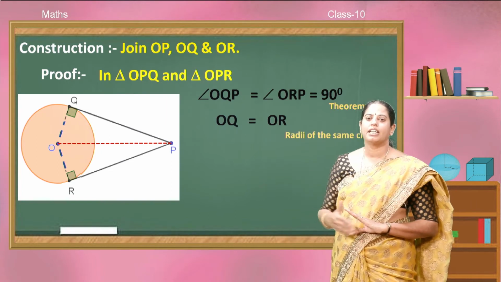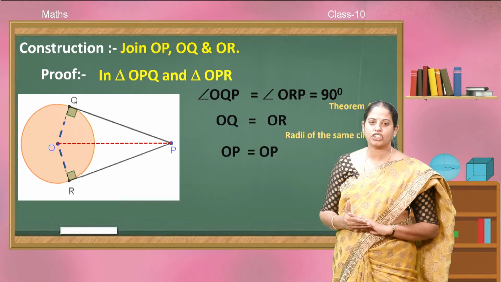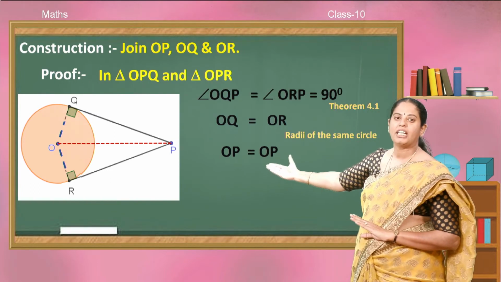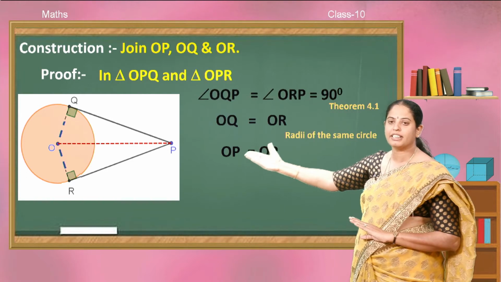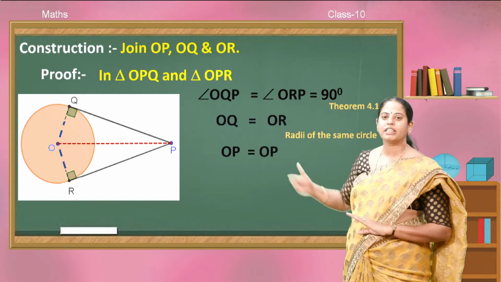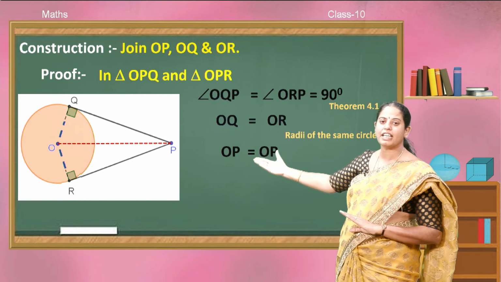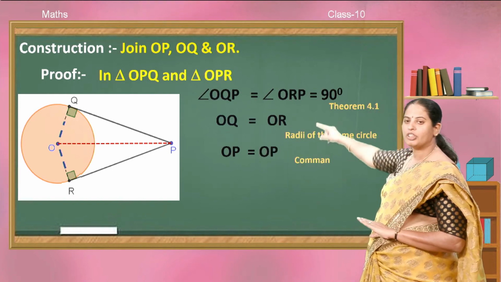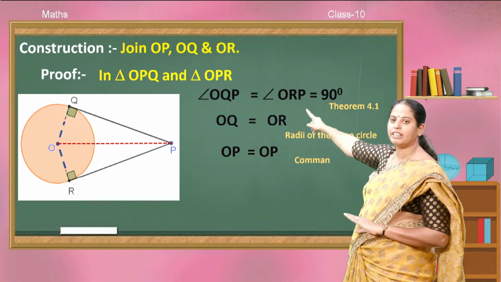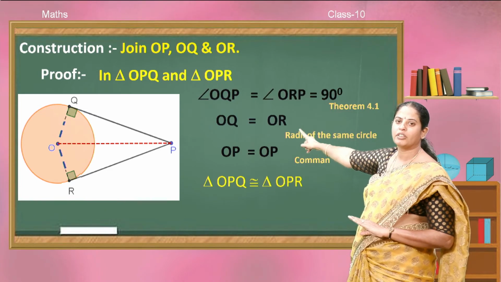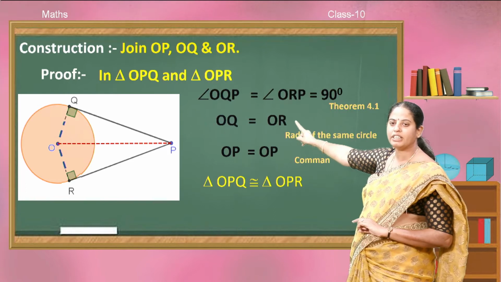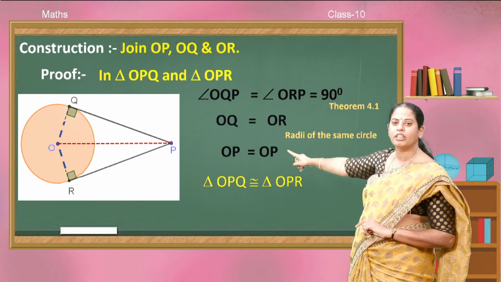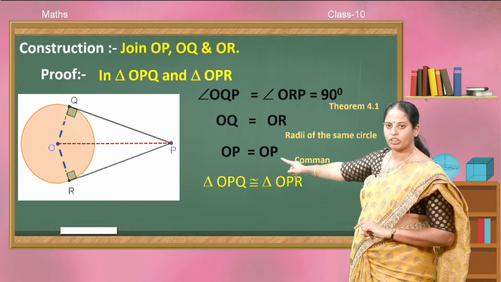What is the other thing that is common in these two triangles? That is OP. OP is the line segment that joins the center and the external point. This side is common to both the triangles. So observe here, this is a right angle. Here OQ and OR are the radii, so one side is equal. OP is the side opposite to 90 degrees, that is the hypotenuse.